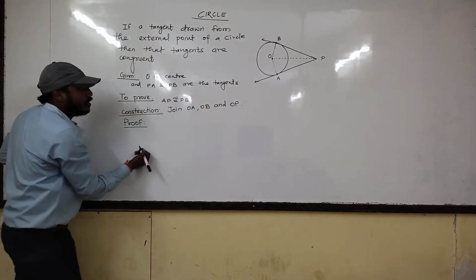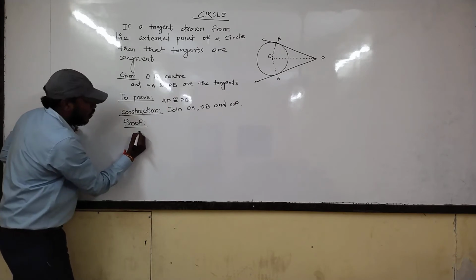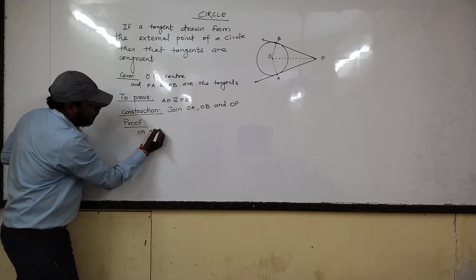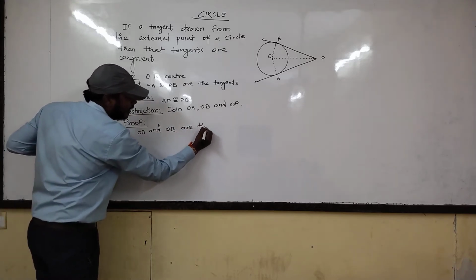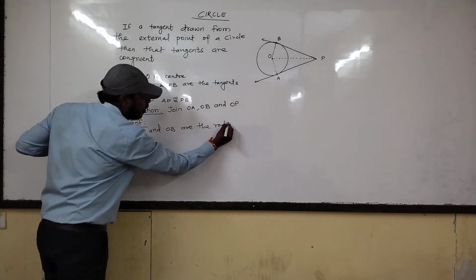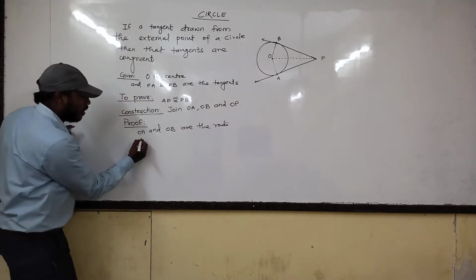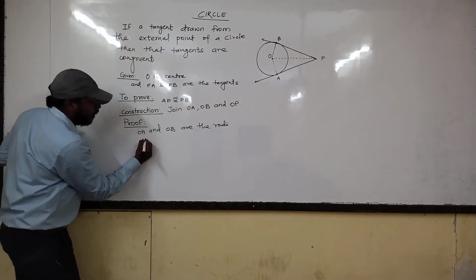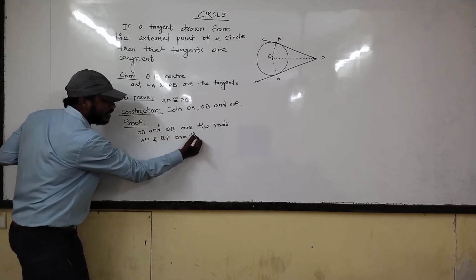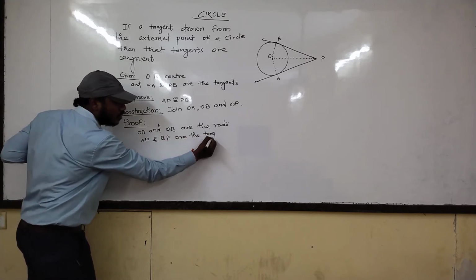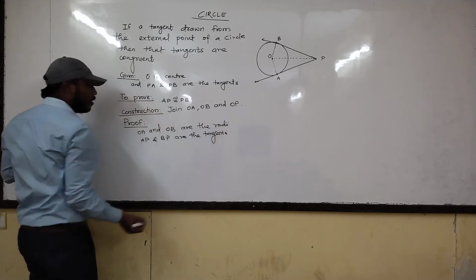We will consider OA and OB as the radii, and AP and BP as the tangents.